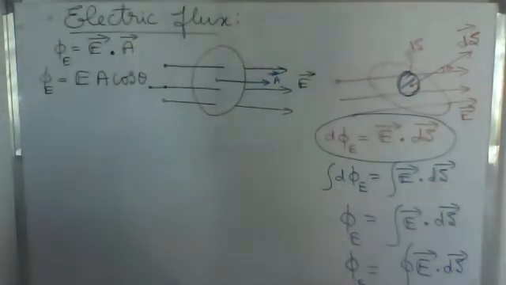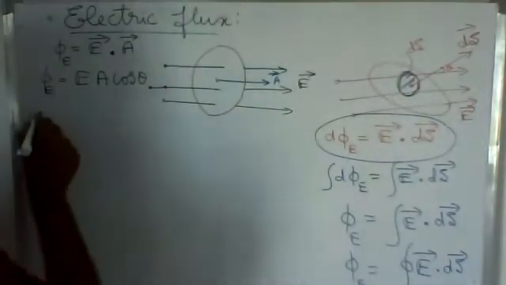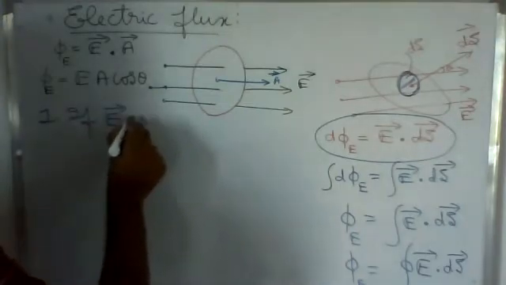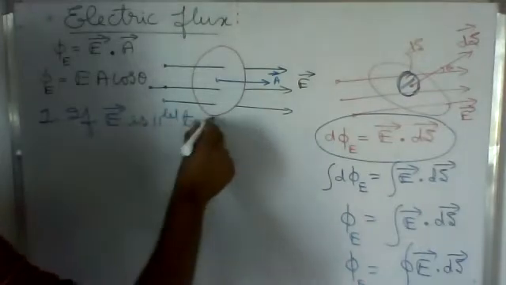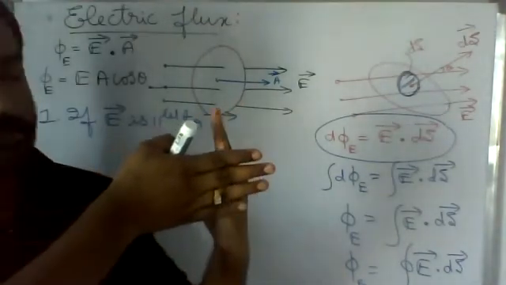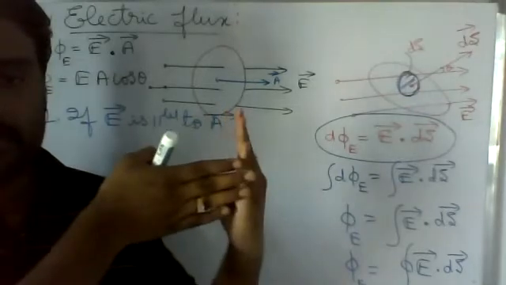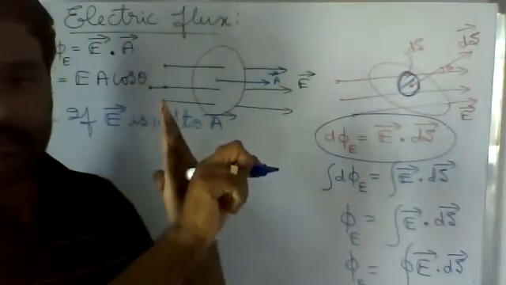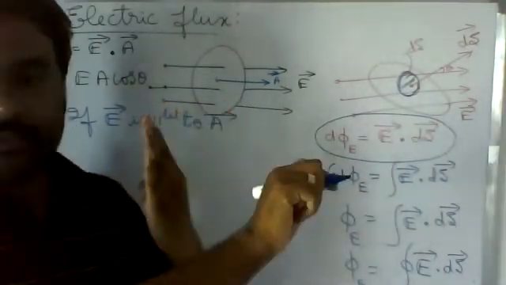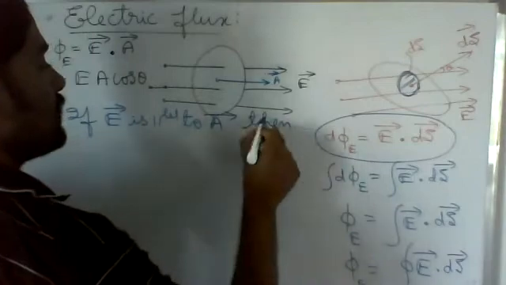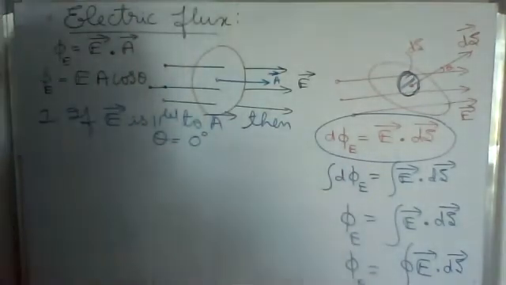So the first case is, suppose the E vector is parallel to the A vector. It means the electric field lines are passing normal to the given surface. In this case, this is the E vector, this one is the A vector. So the E vector is parallel to the A vector. What is the angle in between them? That is 0. Then the value of theta is equal to 0 degree.